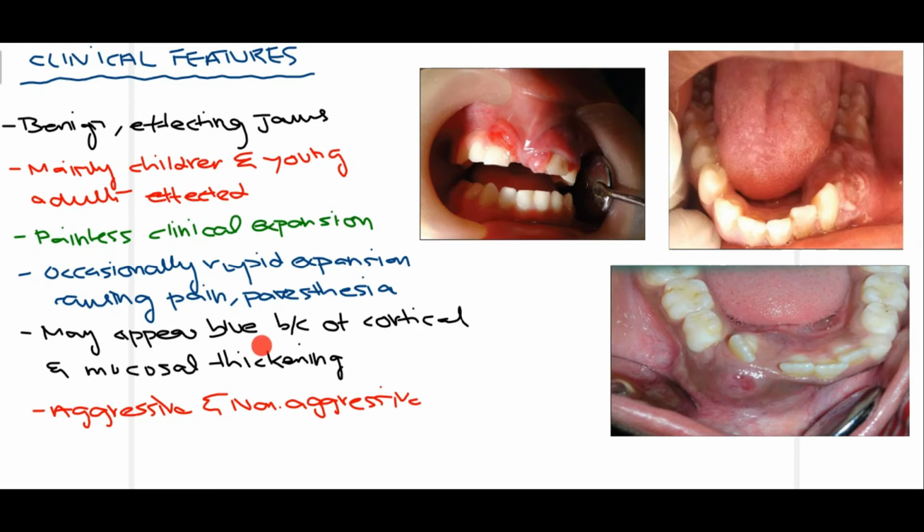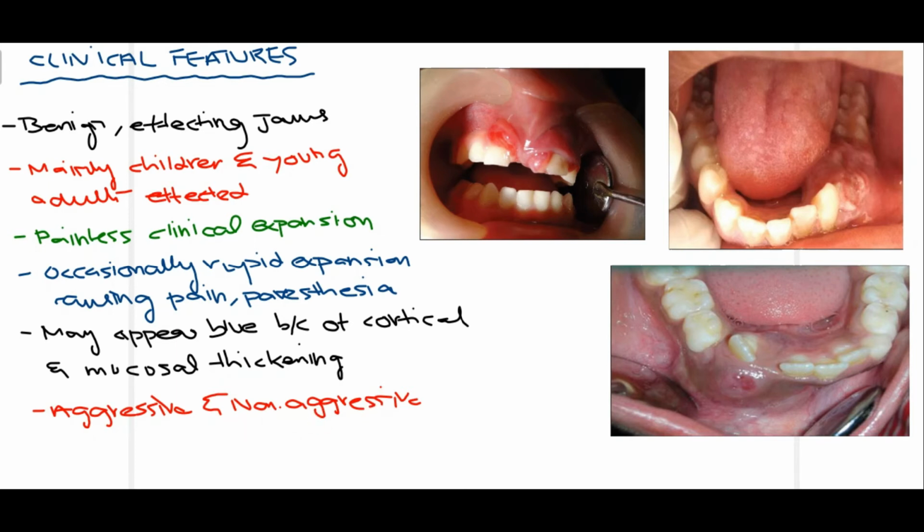Clinically, the lesion might appear blue because of cortical and mucosal thickening. Because the cortical bone and mucosa are thickening, it might give a bluish tinge to the lesion. The central giant cell granuloma is divided into mainly two types: aggressive and non-aggressive. Aggressive means it's expanding really fast and the patient might have clinical signs and symptoms more severely as compared to non-aggressive types. And in aggressive types, there are more chances of recurrence as compared to non-aggressive types.